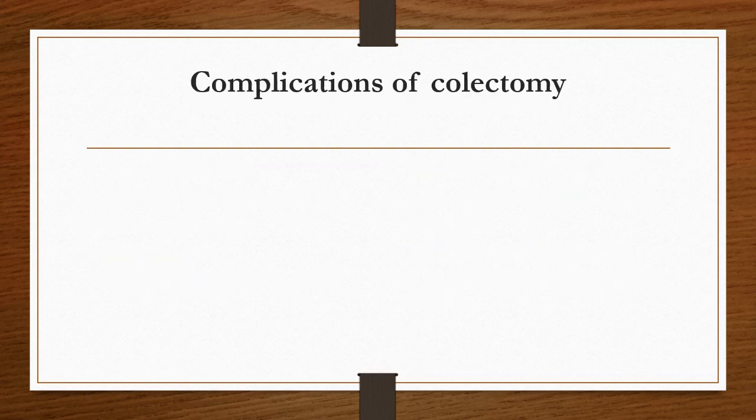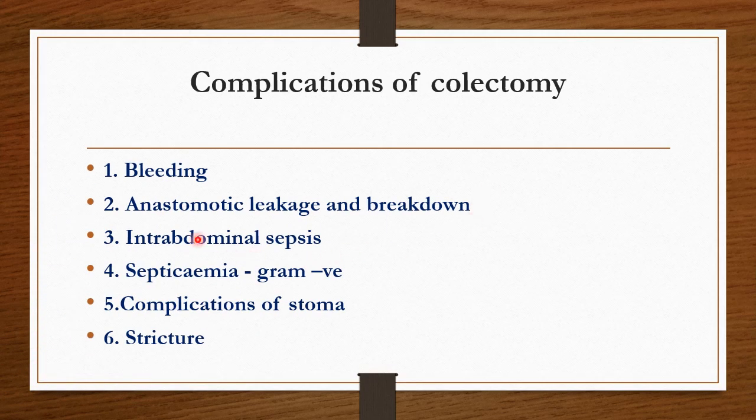Complications of colectomy. The most important initial complication is bleeding from the operative site. Secondly, anastomotic leakage and breakdown, which is a serious complication that occurs after the third postoperative day, which can lead to intra-abdominal sepsis and abscess formation. And this can in turn lead to severe septicemia and shock, especially gram-negative septicemia, which has a very high mortality rate.